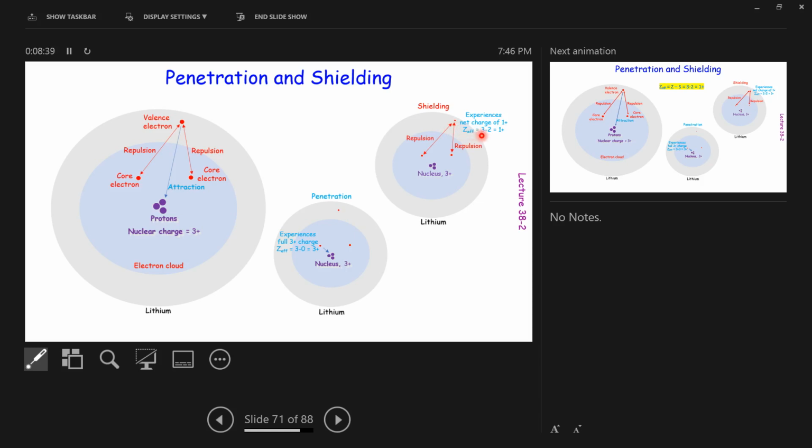Zeff equals Z, Z is the actual nuclear charge, subtracted by S. And then Z is 3, S is 2. So therefore, this valence electron only experiences a net charge of 1 plus, not 3 plus. Why? Because of shielding. Those two core electrons shielded this outer shell electron from the positively charged nucleus. That's the penetration and shielding.